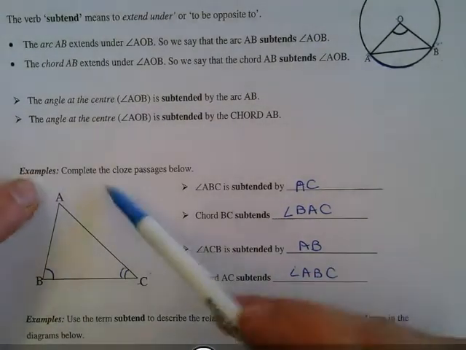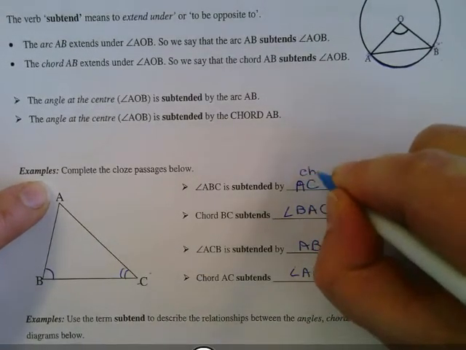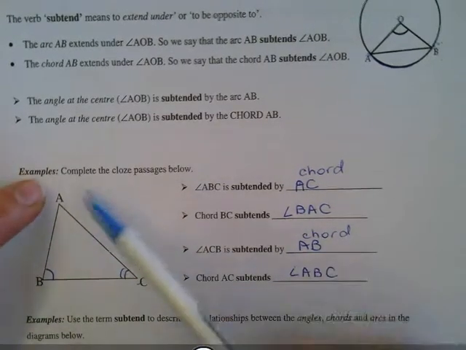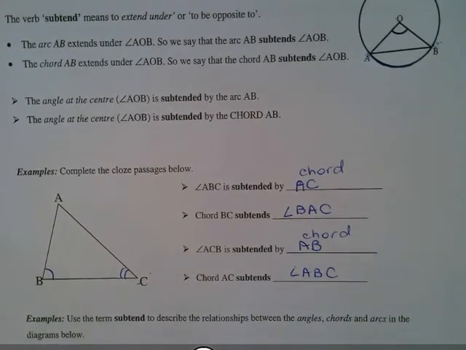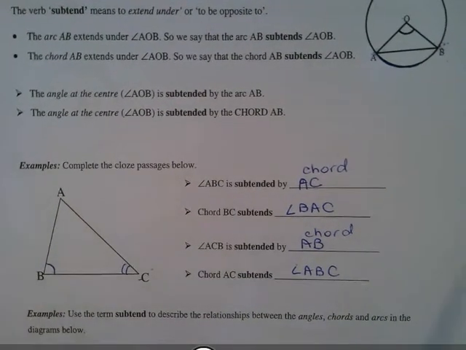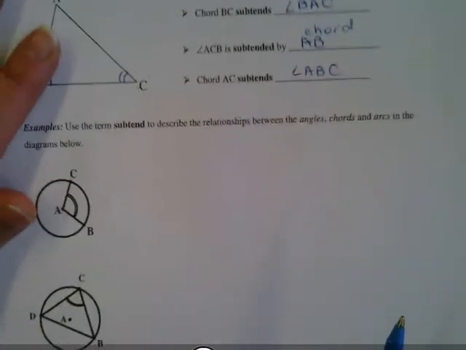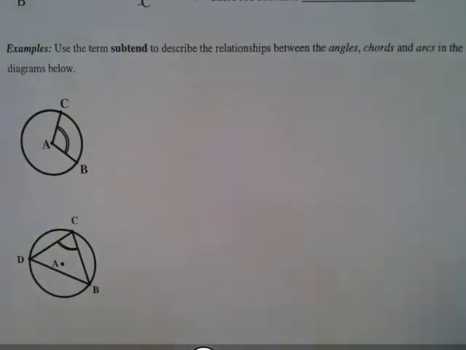Do we get that? So chord AC, oh, we'll call them chords. They're calling them chords, so I'll call them chords. So chord AC subtends angle ABC. So we're going to do some examples down here where we use the term subtend to describe the relationship between angles, chords, and arcs in these diagrams.